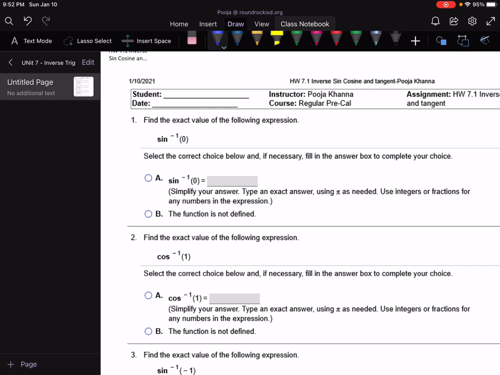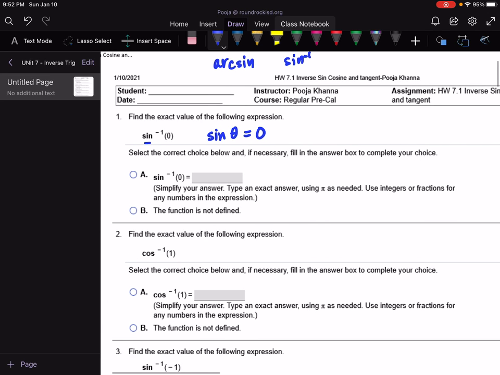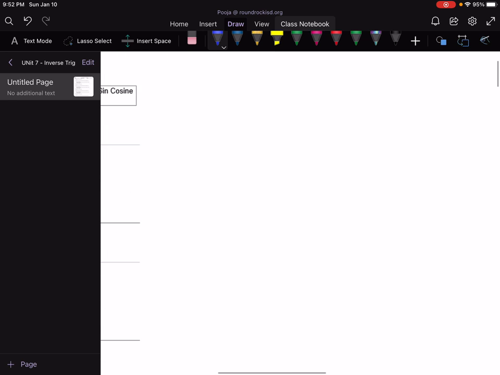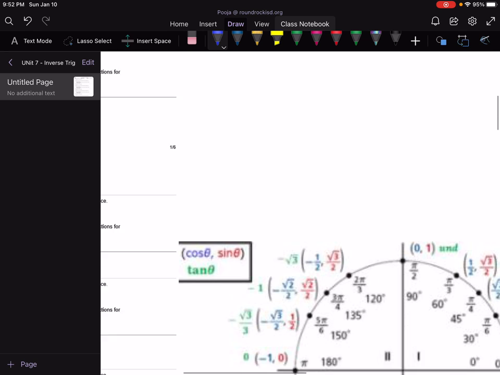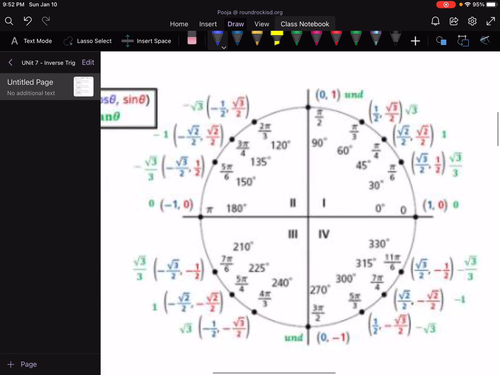So as you can see, the very first question right here is saying, hey, what's sine inverse or arcsine of 0? As I said earlier, arcsine or sine inverse, either way is fine. So the question's asking me, sine of what angle equals 0? And handy dandy, the unit circle comes in very handy. I'm looking for 0 as the y-coordinate. I see a 0 here and I see a 0 here.